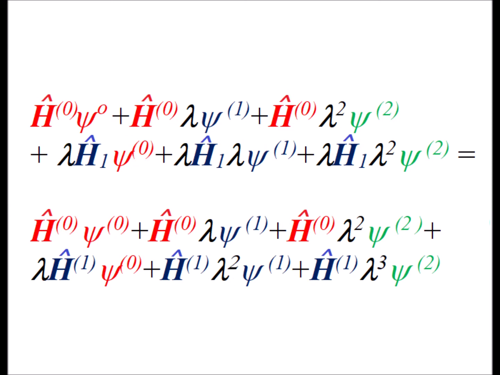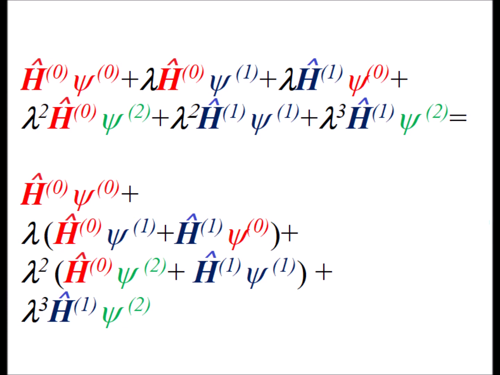In the next step, we take each term and combine powers of lambda. Next, we collect all the terms with equivalent powers of lambda, and then in the bottom, we factor out the lambda.